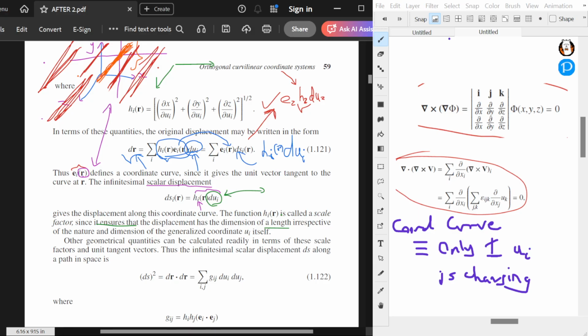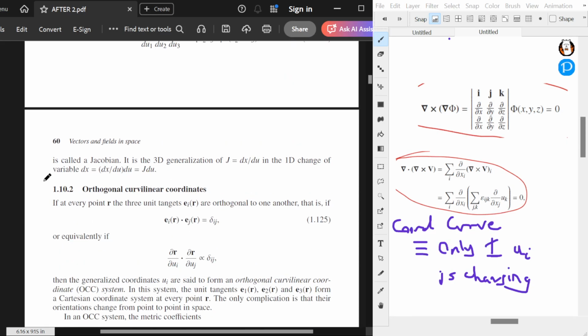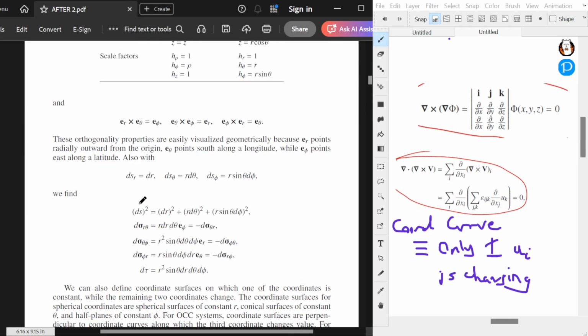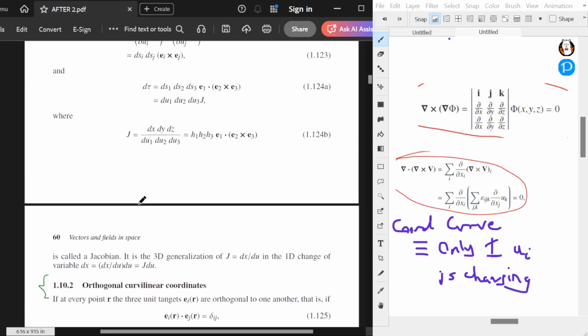Maybe we move. Other geometrical quantities. When, okay, I'm getting close to, well, I already passed an hour and a half. I don't want to go on for too long. It's good that I'm understanding, at least.